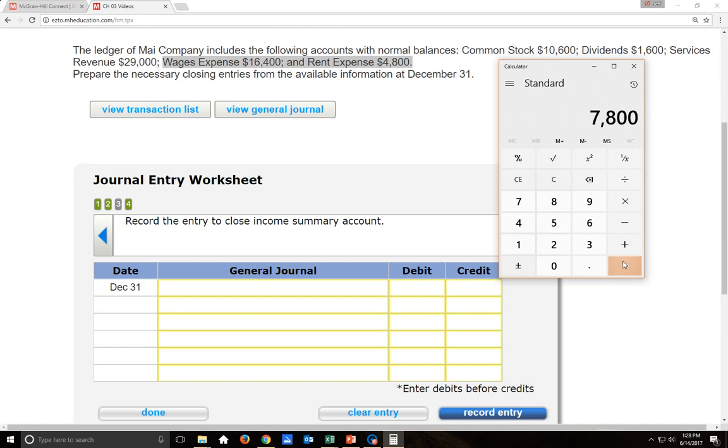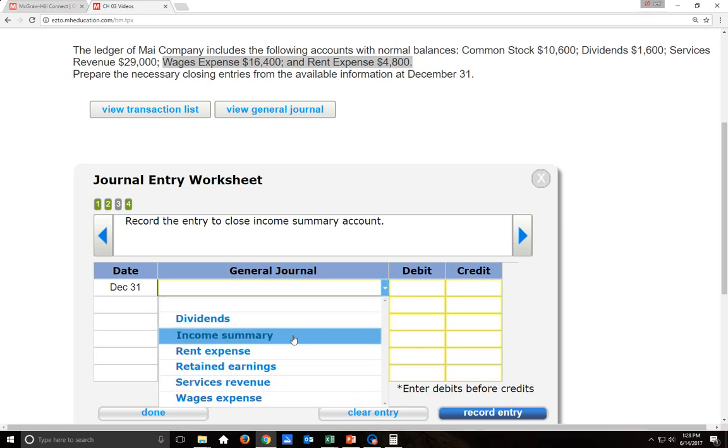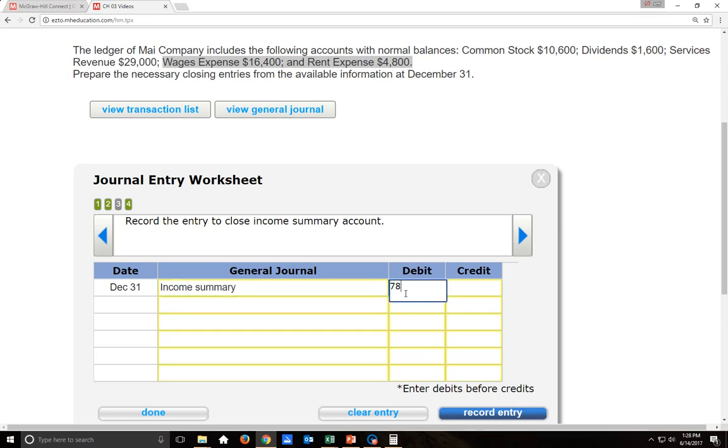Now we want to close that account out. Remember, that's going to be a credit balance in the income summary anytime the company had a net income. So we had revenues less expenses, and it shows a credit balance of $7,800. How do we get that $7,800 balance to go away? Well, we're going to give it a debit entry for $7,800. So we're going to debit income summary for $7,800.